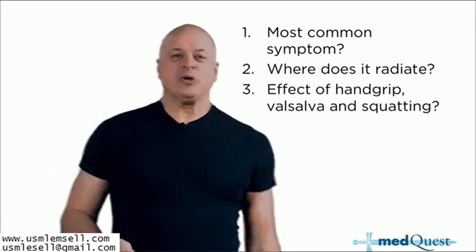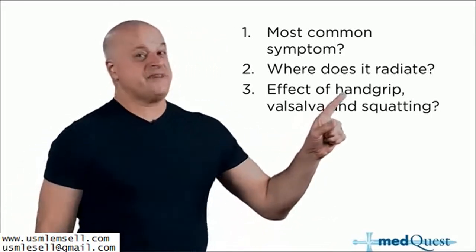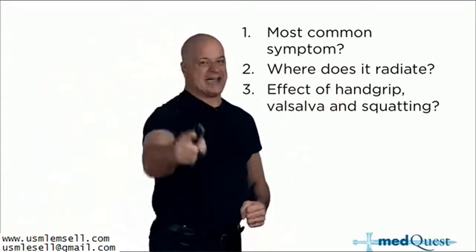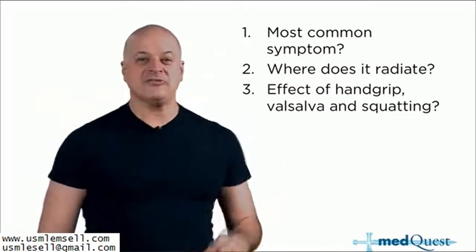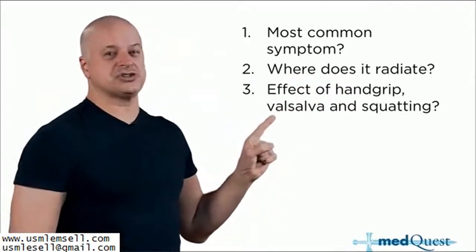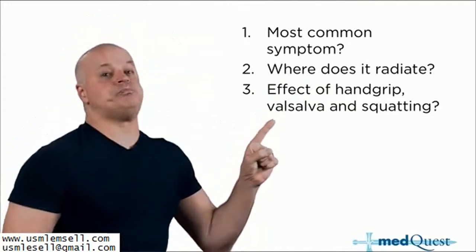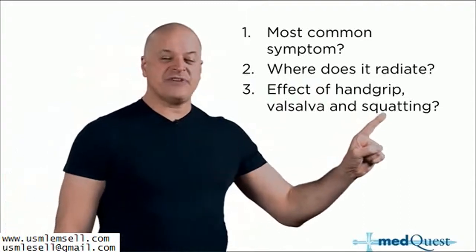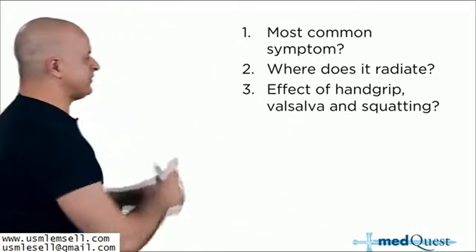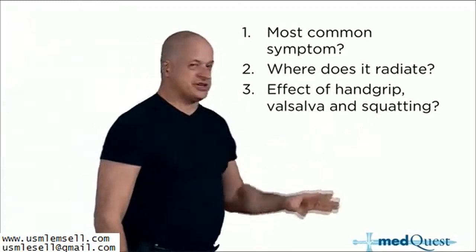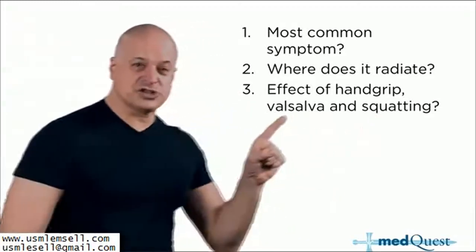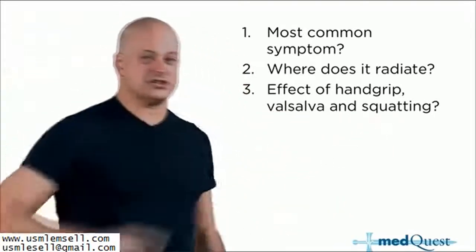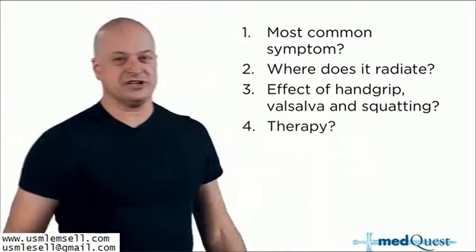You're boring. So aortic stenosis, the effect of hand grip: squeeze the arteries of the arm, increases afterload. Now, Valsalva decreases venous return to the heart. Squatting does the opposite of Valsalva. Valsalva and squatting are the opposite of each other. Valsalva decreases venous return by increasing intrathoracic pressure. Squatting increases venous return.